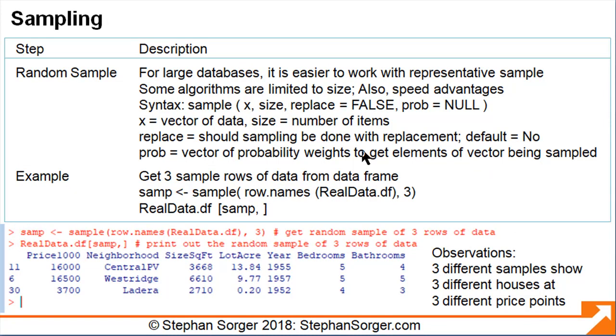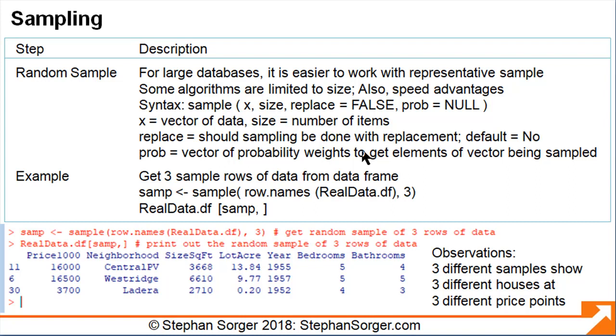From time to time, we'll find it helpful to get samples of data, so we'll show you how to get a sample of an original data set. For example, for large databases, we find it easier to work with representative samples rather than the original data. First, some algorithms are limited to the size of data they can handle. And second, larger data almost always takes longer to process.